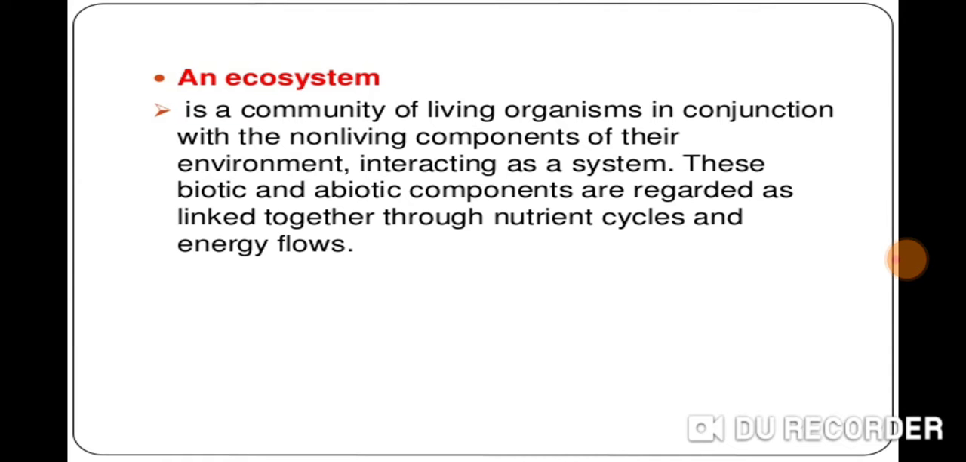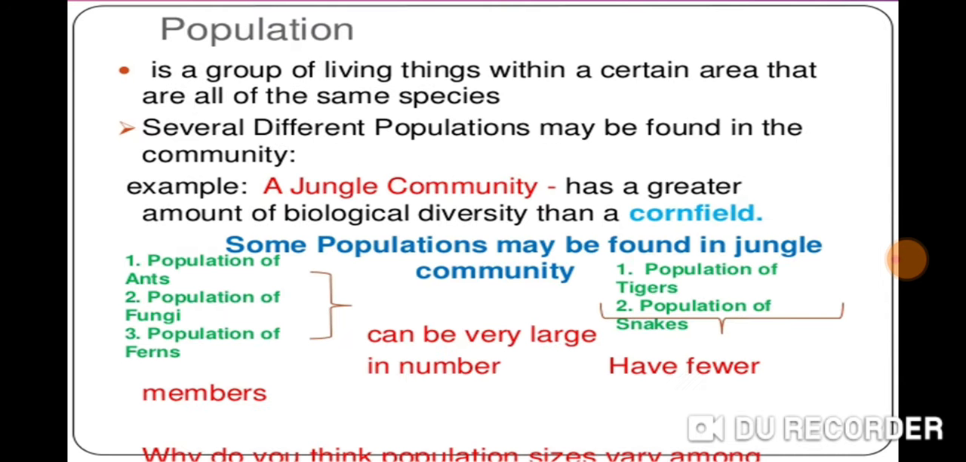An ecosystem has a community of living organisms that interact with the biotic and abiotic factors of the environment. So energy is flowing in this ecosystem in a balanced way, and these organisms are linked together through different nutrient cycles: hydrogen cycle, oxygen cycle, nitrogen cycle, carbon cycle, etc.